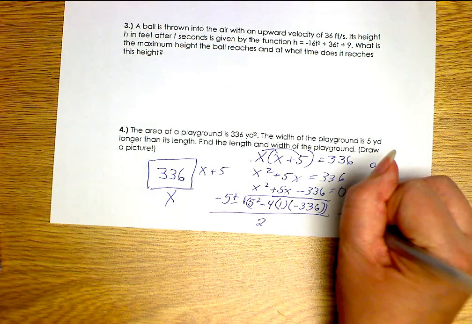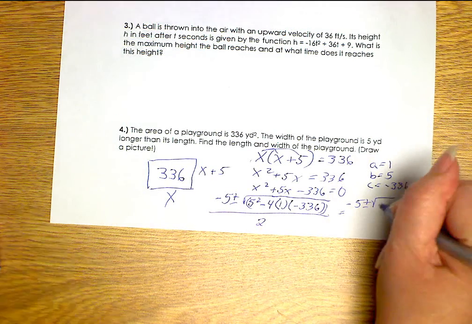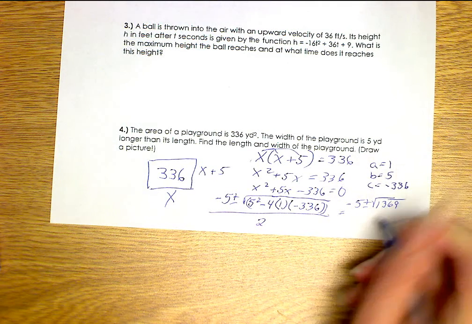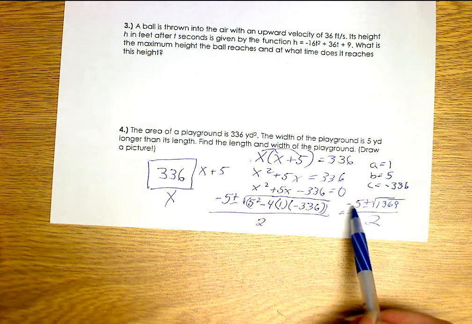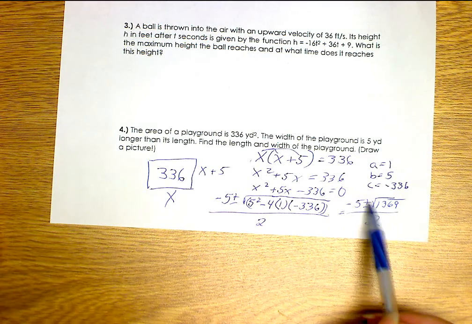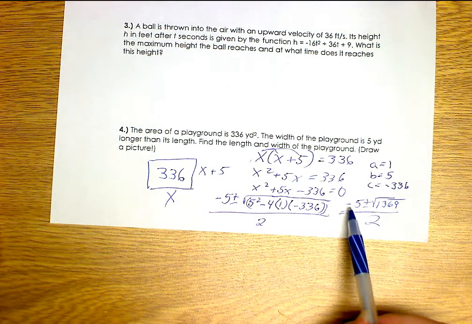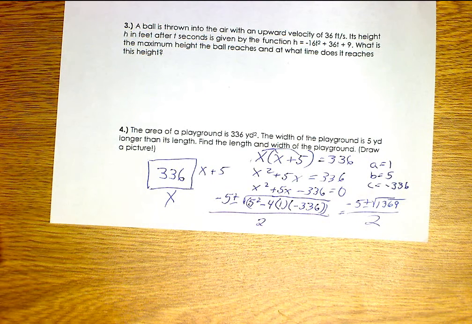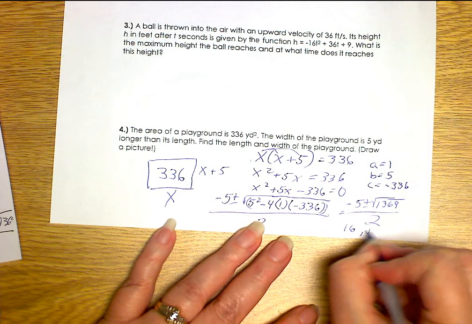So negative 5 plus or minus the square root of 1,369 all over 2. In your calculators, you're going to go negative 5 plus the square root of this divided by 2, and then negative 5 minus this divided by 2. The first one gave you 16. The second number that it gave you was negative 21.